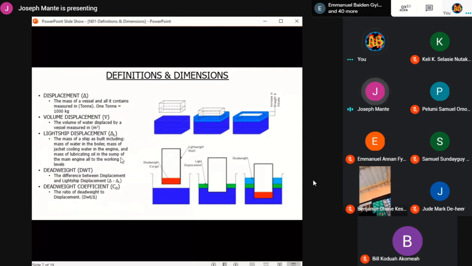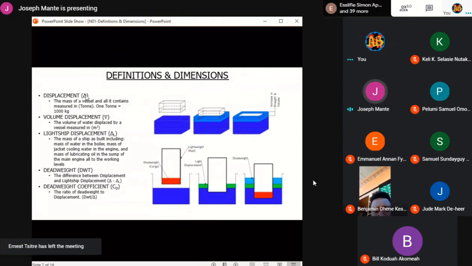So here, what we are saying is, as I mentioned earlier on, when you put a stone in water, it will displace a certain amount of water. Where it displaces, you see that it also has a symbol. The inverted part of the, how do you call it, the displacement is the volume of displacement.